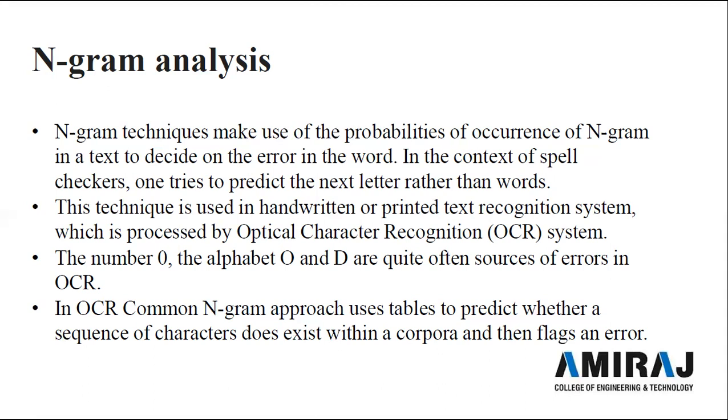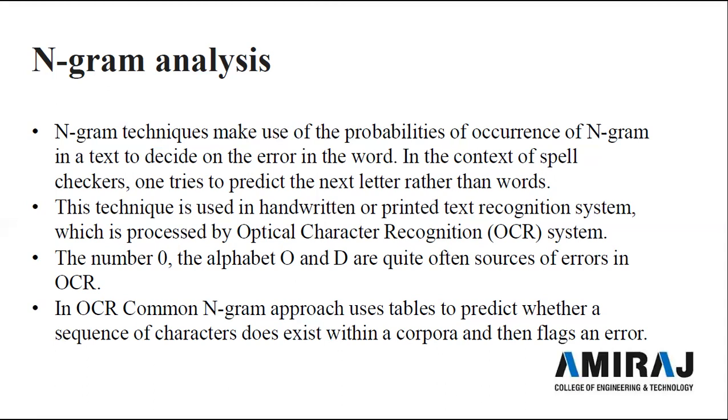The number 0, the alphabet O and D are quite often a source of error in OCR, right? We cannot distinguish between 0 and O whenever it is handwritten. If it is computer written, typed, then it is easy to distinguish between these two. But if it is handwritten, then it is difficult to distinguish between 0 and O, right? And D is somewhat similar to both of these, 0 and O, right? So the source of error here in OCR is such similar looking characters.